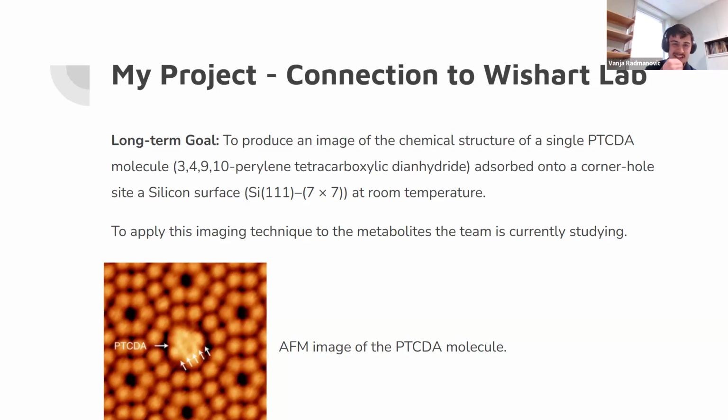Now, as I'm going to discuss in the next two slides, to actually image a single molecule requires a very sensitive atomic force microscope with very good resolution. For example, the PTCDA molecule's dimensions are roughly 1 nanometer by 1 nanometer by 1 nanometer. So we would need an atomic force microscope with a Z resolution of around 1 nanometer to successfully measure it. Even to apply it to the other metabolites the team is currently studying, most metabolites are also very small, from around 1 to 10 nanometers in dimension. So that is one of the challenges coming up.